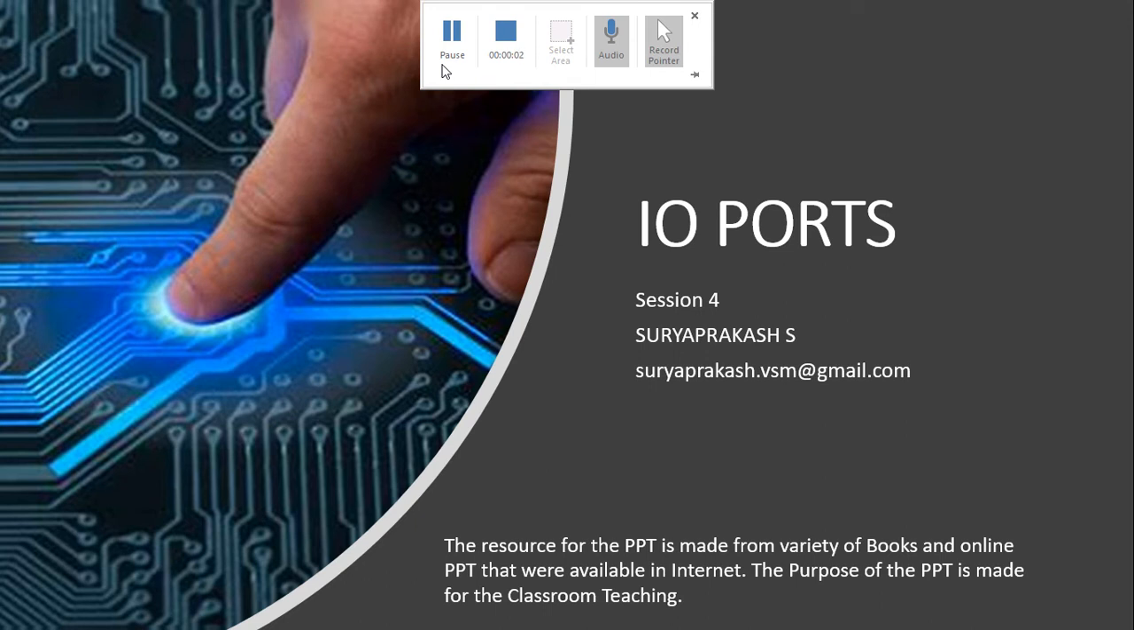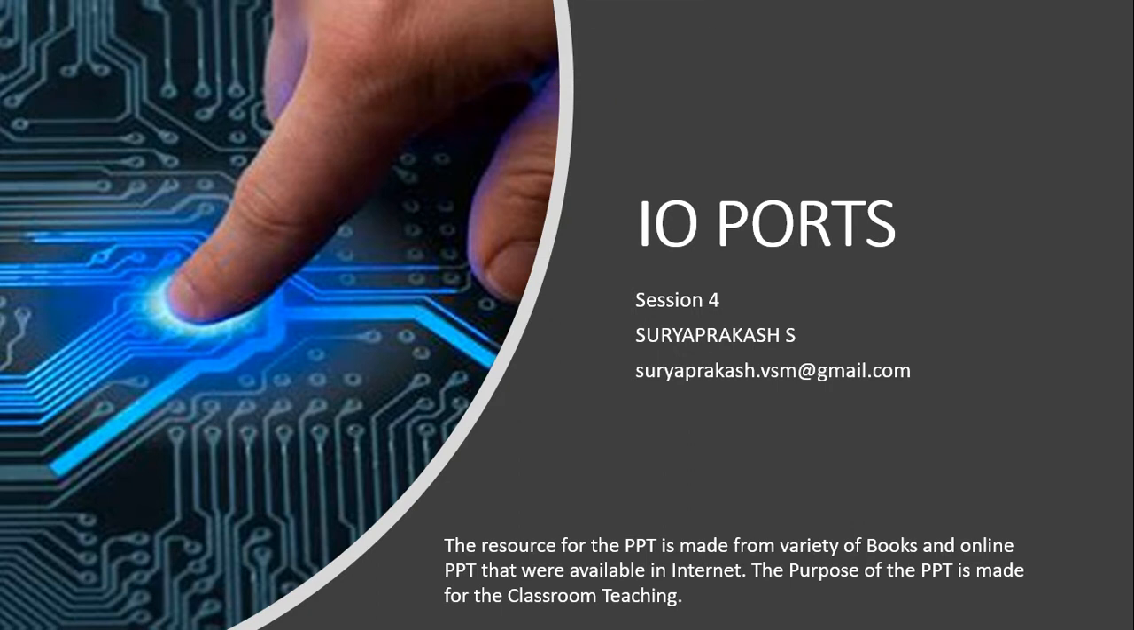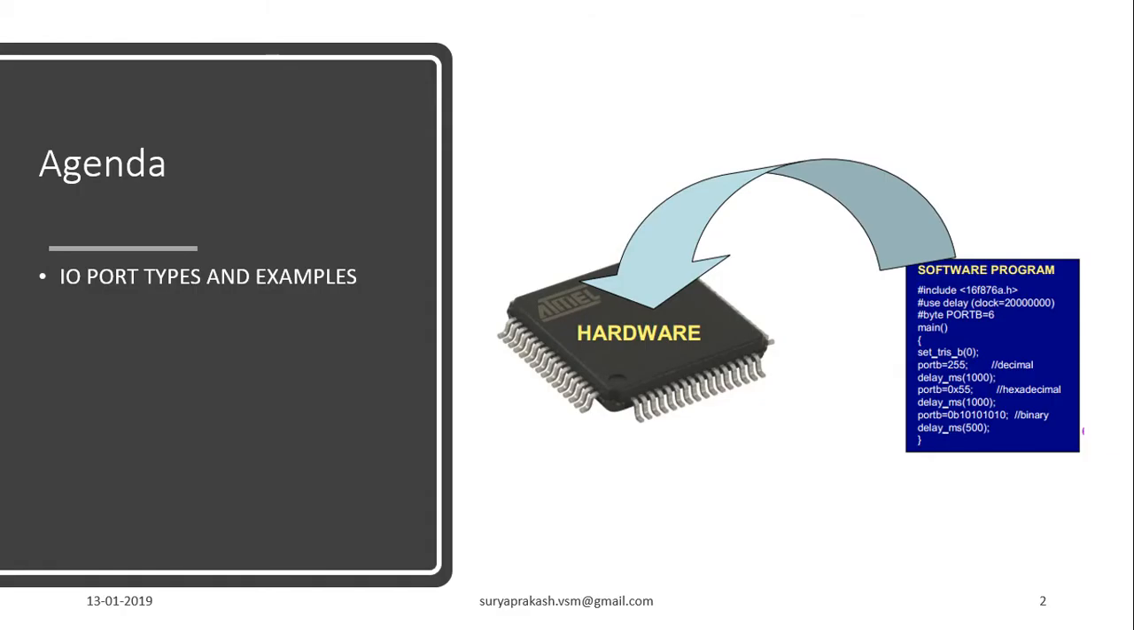So good morning guys, and this is the first session about the IO ports. In this session, we are going to see the various types of IOs and examples of IO ports. Generally, IO means input and output devices. The input and output devices communicate to the controller, and the controller communicates to the external world.